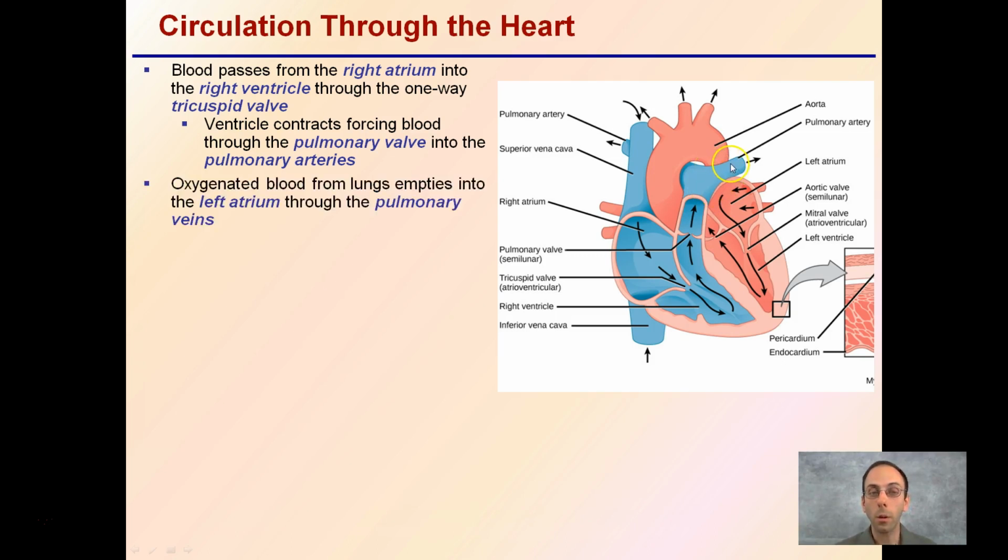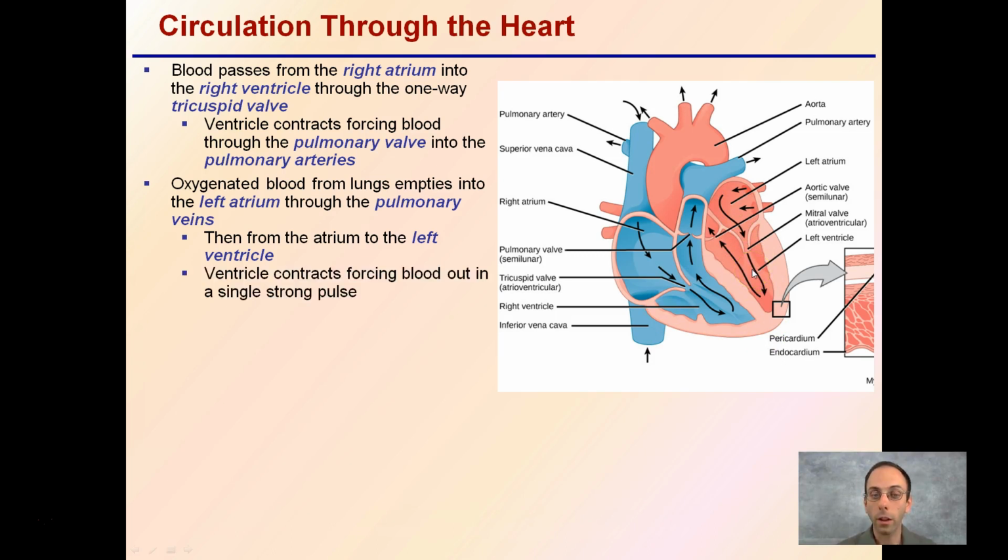Oxygenated blood will then come from the lungs and empty into the left atrium, located here, through the pulmonary veins. So we see our pulmonary veins and our left atrium located here. From there, we're going to move from the atrium to the left ventricle. That's indicated right here. The ventricle contracts, forcing blood out in a single strong pulse.